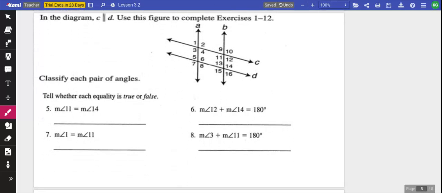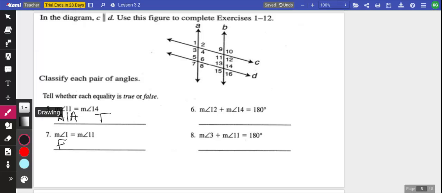Classify each pair of angles and tell whether each equality is true or false. So number 5 says angle 11 and 14. Those are alternate interior angles. And is it true that those are equal? Yes. 1 and 11 are nothing, because although they're on opposite sides of the line, one is on the inside of the parallel lines and one's on the outside. So false.